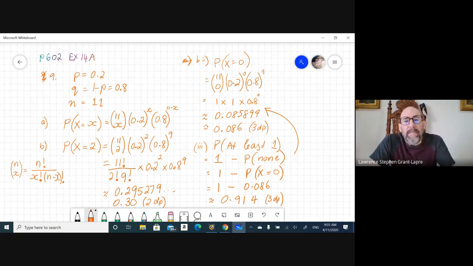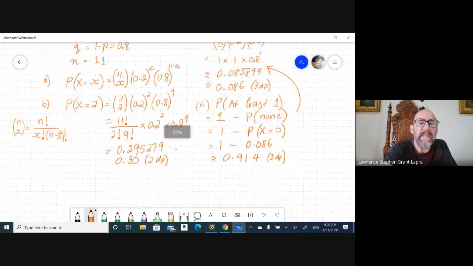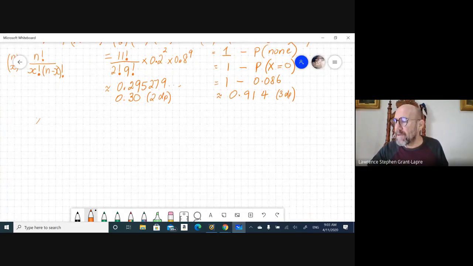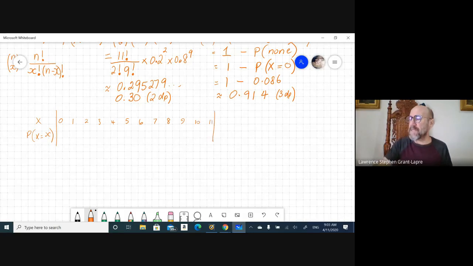What I'd like to do using this question is actually look at a graph. Now notice p is 0.2, so we're going to have a lot of low successes and fewer high successes. So let's find the probability of each success. I'll just raise this up if I can. Now I'm going to get a table for 0 successes, 1, 2, 3, 4, 5, 6, 7, 8, 9, 10, 11 successes. There's no such thing as 12 successes.